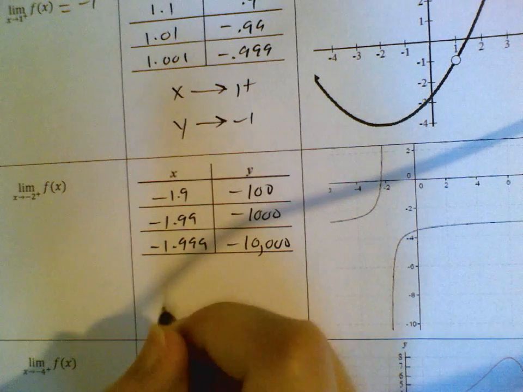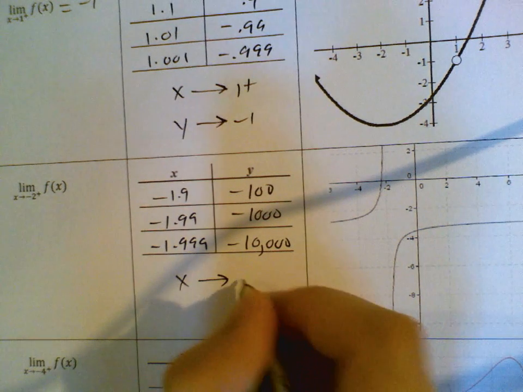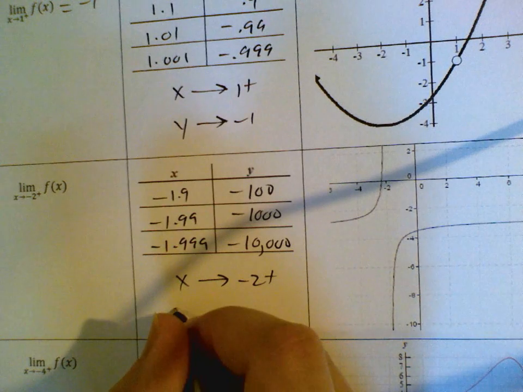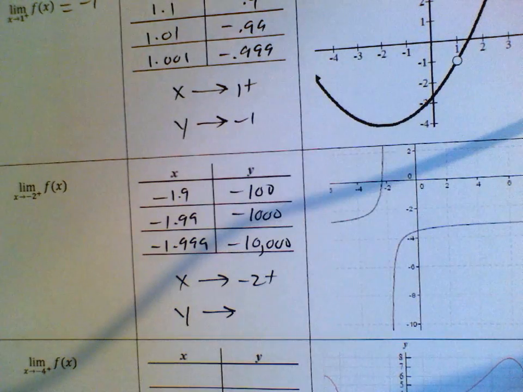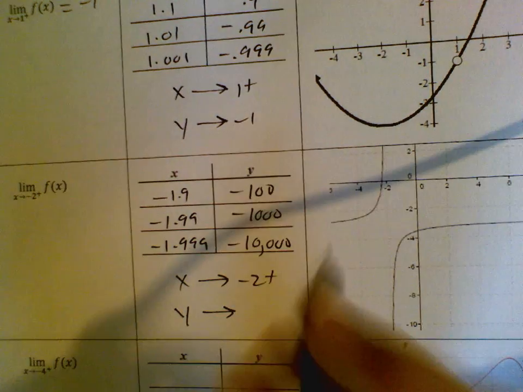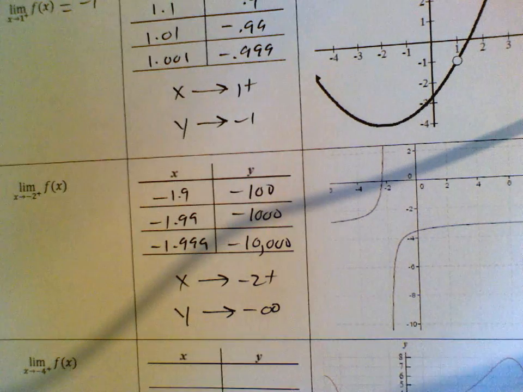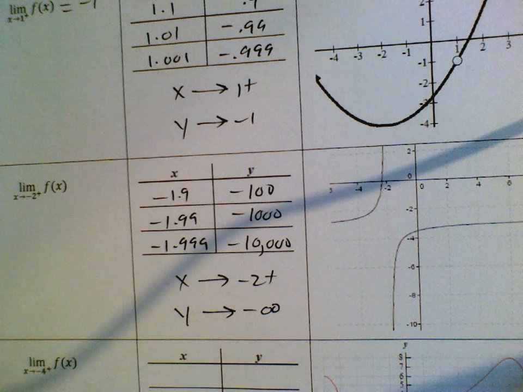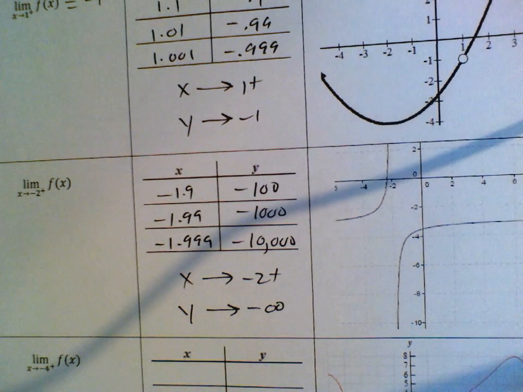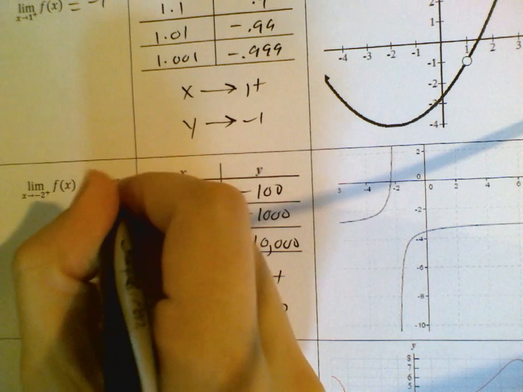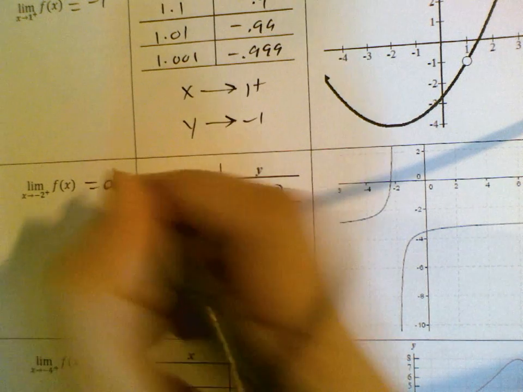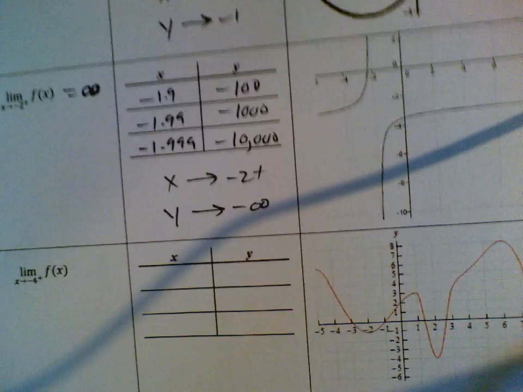Okay, so as x approaches -2 from the right, y is approaching no specific number. It's just getting lower and lower and lower, and the jumps that are making it go lower are getting bigger and bigger. So -infinity. So that's the limit up here. Okay, here's some more.